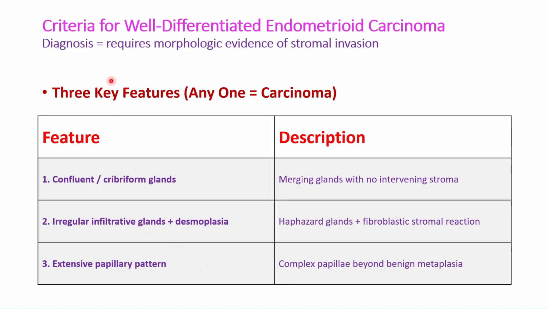So, what are the criteria for well-differentiated endometrial carcinoma? Diagnosis requires morphologic evidence of stromal invasion and three key features. Any one is equal to carcinoma. The features include confluent or cribriform glands, irregular infiltrative glands plus desmoplasia, and an extensive papillary pattern.